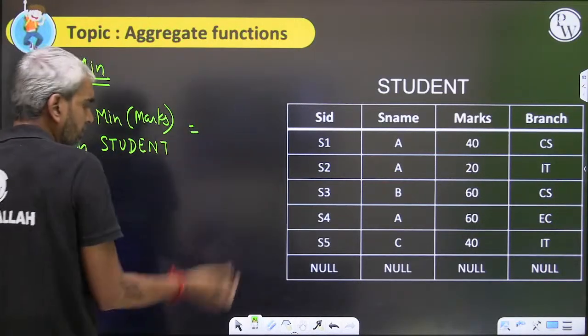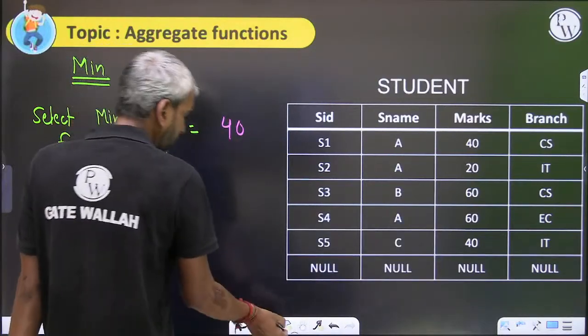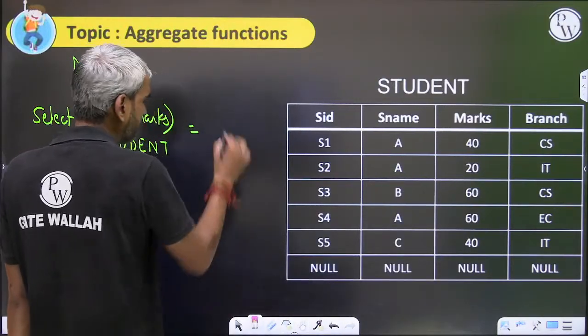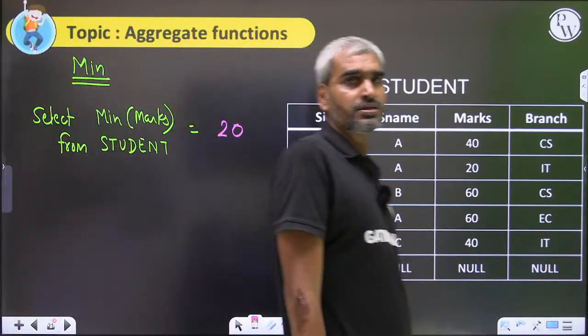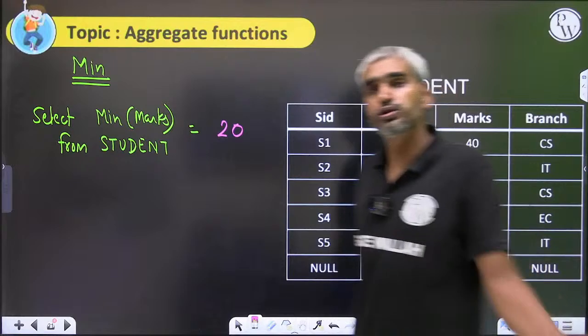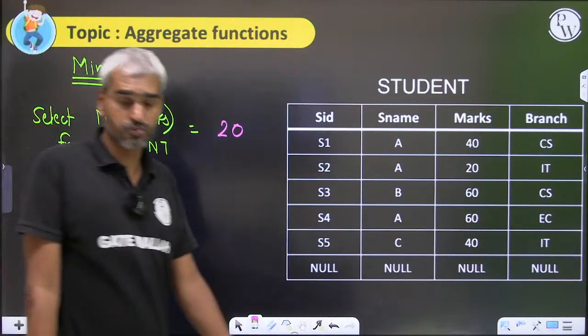So the minimum value will be returned as an output, whether you define the minimum of all the marks or you define the minimum of distinct marks, the result will be same. Result will be same. Clear? So we are done with the different types of aggregate function also.